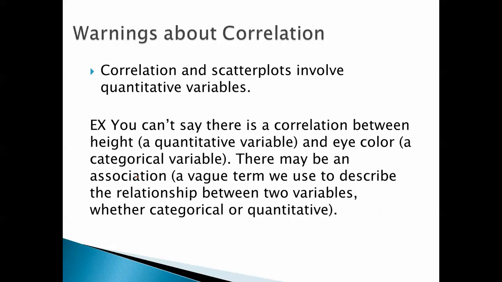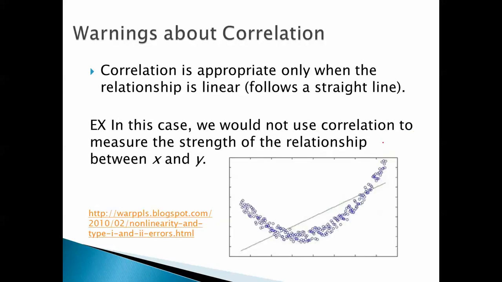Here's another warning about correlation. Correlation and scatter plots involve quantitative variables. You can't say that there's a correlation between height and eye color, because height is quantitative, but eye color is categorical. There may be an association between the two. This is a vague term we use to describe the relationship between two variables, whether the variables are categorical or quantitative. So you can say there's an association between the two, but you can't use the term correlation. That's reserved for quantitative variables. Both have to be quantitative.